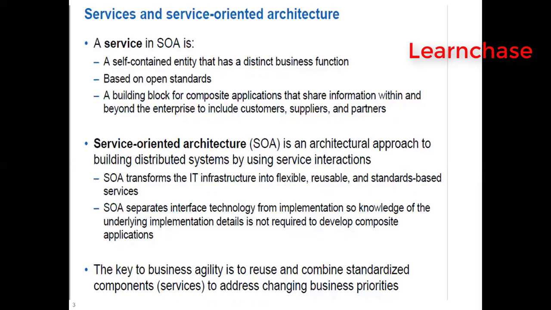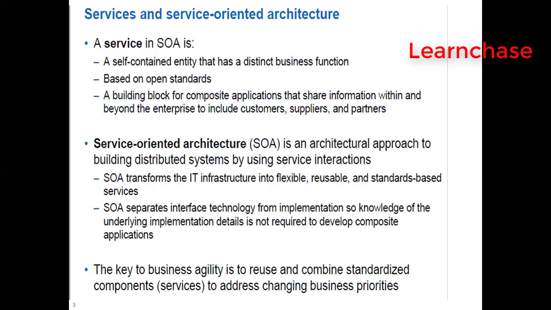So SOA transforms IT infrastructure into flexible, reusable, and standards-based services. We understand that being loosely coupled, it is a flexible pattern, and because we have fine-grained services, those services are reusable, and they follow the industry standards like WS-BPEL and the other standards that are there.